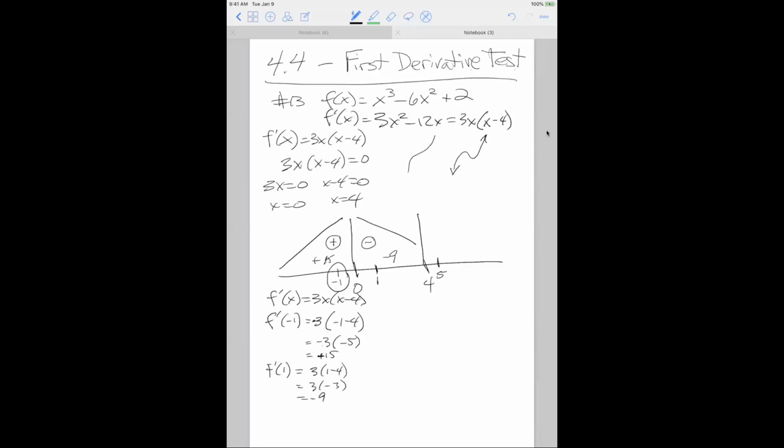Let's see what we get in the last one. So when we plug in 5, f prime at 5, we end up with, what is that? Positive 15 times 5 minus 4 equals 15 times 1 is 15. So that's positive 15. So again, we're going up, and that turns out to be a positive value. Okay, so now we just need to make a determination. When you're at the critical values, is it going to be a max or a min?